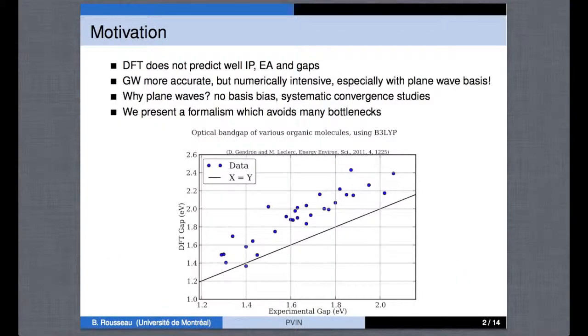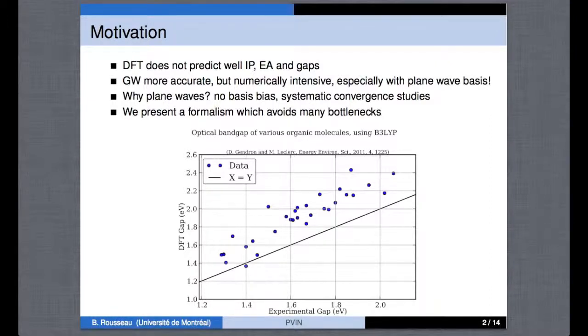So, density functional theory does not predict well ionization potential or electron affinity or energy gaps, which are important theoretical quantities that we can compute that can help in the design of good chemicals for organic photovoltaic cells. The GW theory, or approximation, which I'll describe a bit more in a moment, is more accurate, but it's also numerically more intensive, especially when we want to use a plane wave basis. And I'll tell you a bit more as to why we would want to do that.